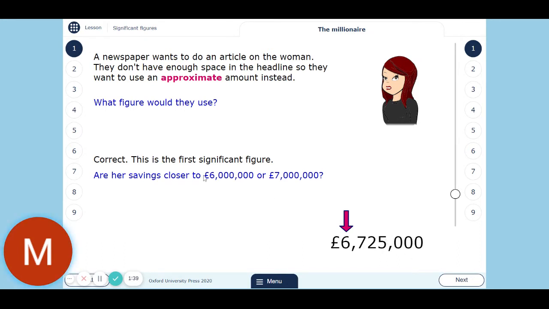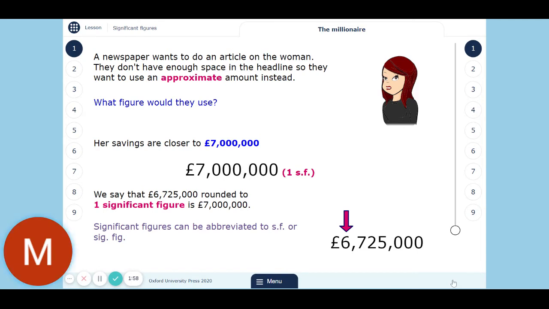So if they want to use an approximate figure, are they going to say about 6 million or about 7 million? Which is it closer to? Hopefully you realize that's closer to 7 million. It's only 275,000 away compared to 725,000 away from 6 million. So she's got £7 million to one significant figure. 1 SF is the abbreviation for one significant figure.